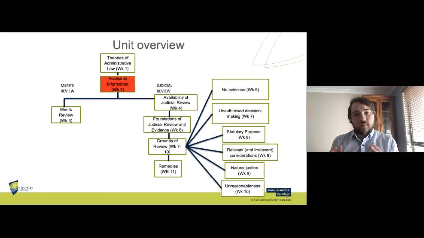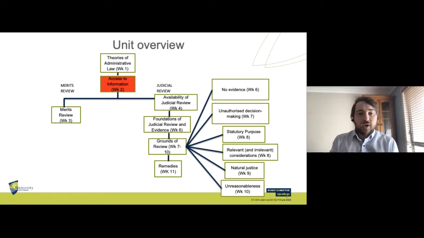So we talked last week about how administrative law involves looking at decisions that the executive government has made and then potentially reviewing or challenging those decisions if we need to. Access to information is the first step in that process. It's how we ground ourselves, how we find out what's gone on, and therefore arm ourselves with the tools that we need to move a matter forward.